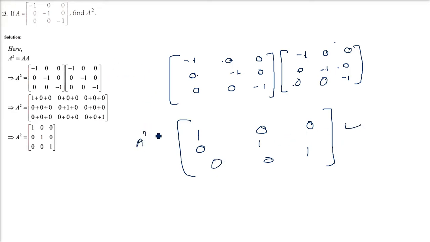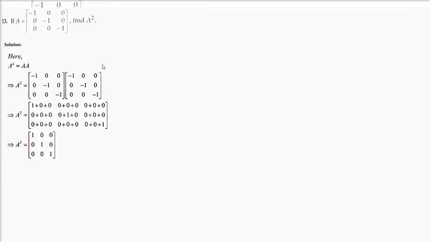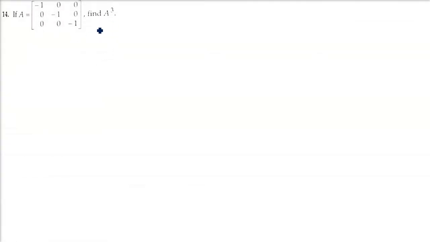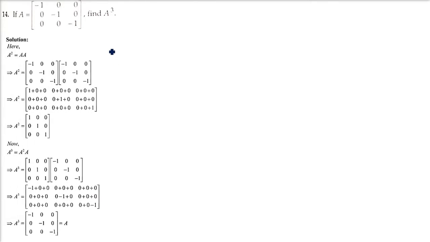So this is your A square. This is your identity matrix, 1, 0 is remaining. Just put it there. Same thing you have to do for AQ. A square we have already done just now in the previous question. So let me write the A square which we have already done, and now we will multiply it by A.